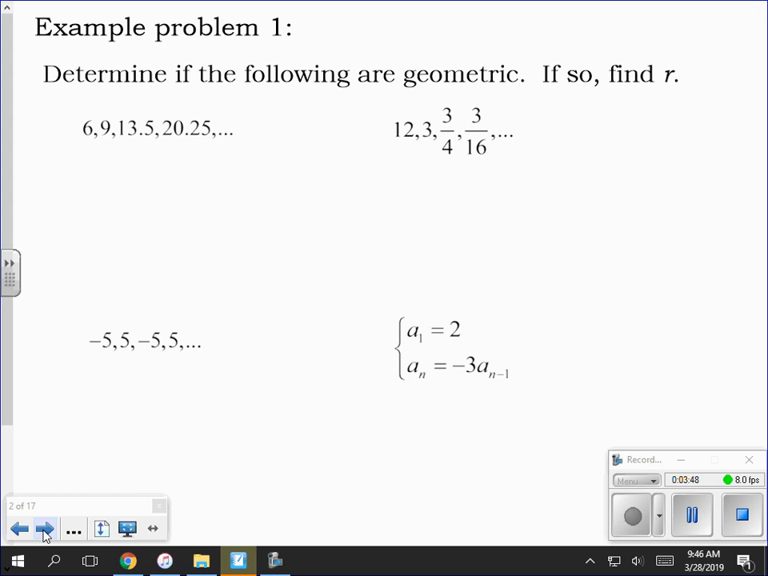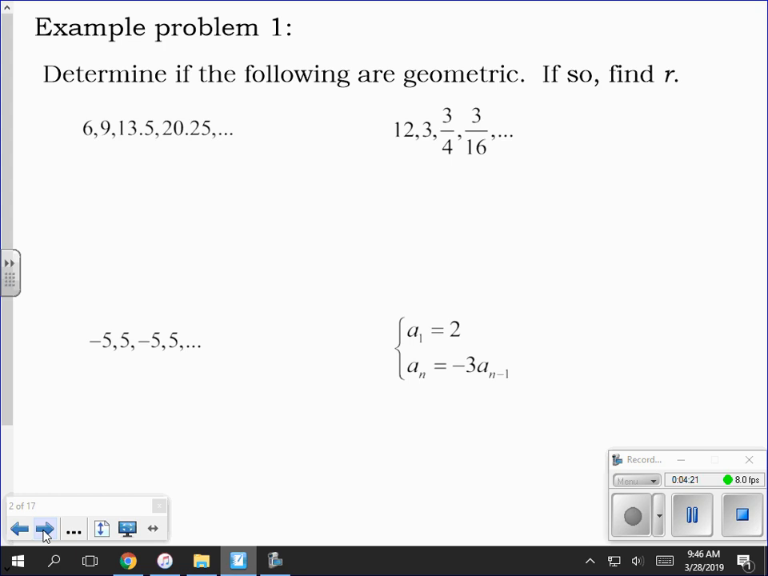Okay, so let's do this. First of all, determine if the following are geometric. If so, find R. So we do the same thing that we did with the arithmetic. If you look at it, sometimes it's easy to tell. How do I get from one to the next? And sometimes it's easy to see. Sometimes it's not. This one here, it's not easy to tell because I've got a bunch of fractions that are getting goofy on me in a hurry.